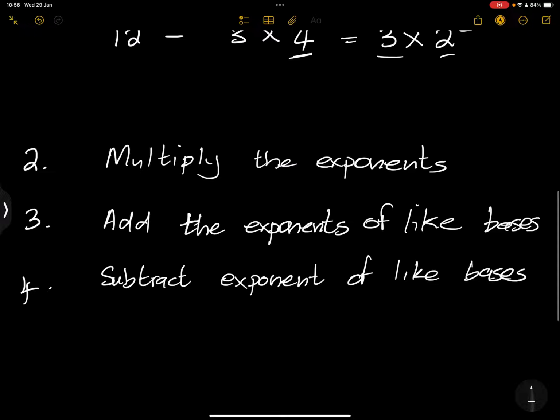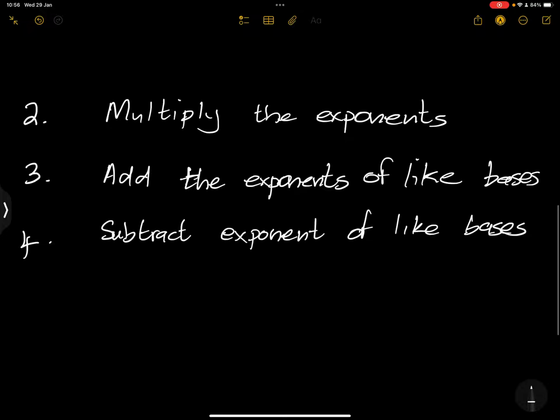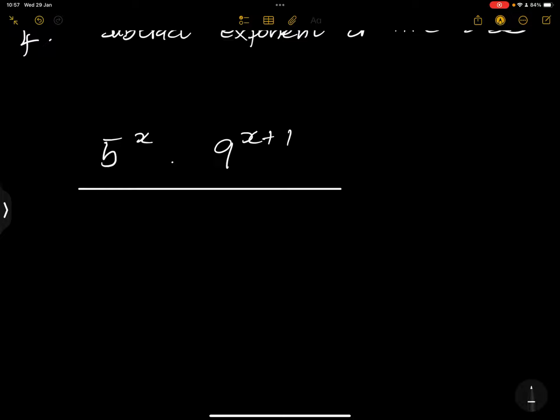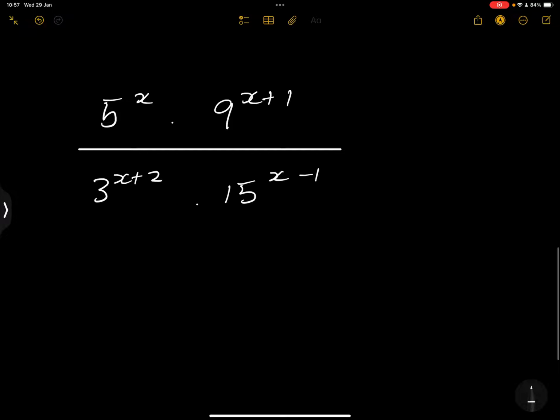Remember, when do we subtract? When we've got the exponents in the denominator, or if there's a minus sign in front of it. So I want us to take an example of that. If I have 5 to the power x, 9 to the power x plus 1, divided by 3 to the power x plus 2 times 15 to the power x minus 1. Now let's try to simplify that. We said, first of all, we're going to change all the bases into prime numbers. So 5 is already a prime number, so I'm going to leave it as that. But what about 9?